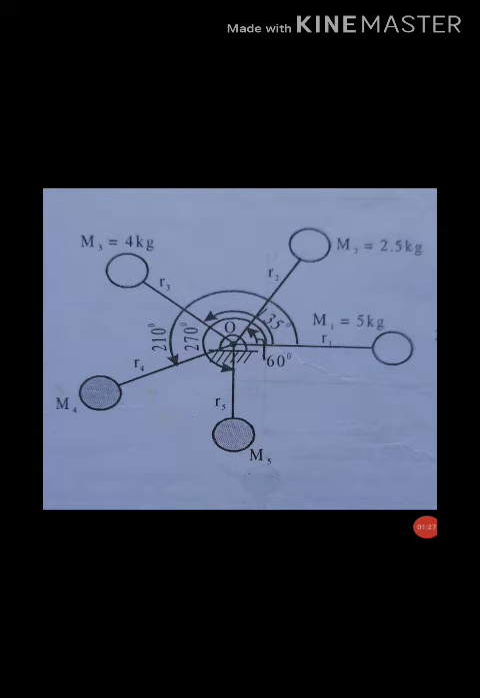Now this is the space diagram. All the other masses are with respect to mass 1, so mass 1 is at horizontal or 0 degrees. Mass 2 is at 60 degrees, mass 3 from mass 1 is 135 degrees, mass 4 from mass 1 is 210 degrees, and lastly mass 5 from mass 1 is 270 degrees. So this is how we draw the space diagram.